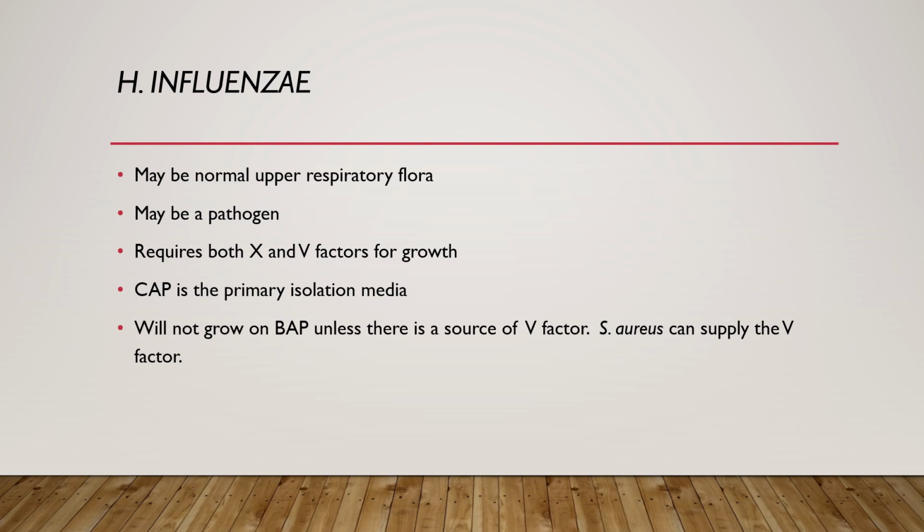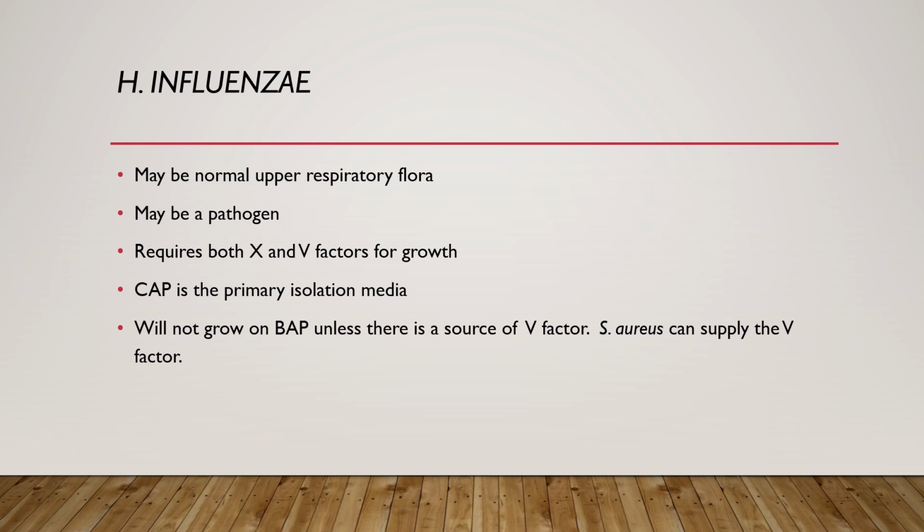It's not going to grow on blood agar unless there's a source of the V factor. Blood agar only provides the X factor, but if Staph aureus is growing there, it will provide the V factor, and what you'll find is Haemophilus influenzae will actually satellite around the colonies of Staphylococcus aureus.